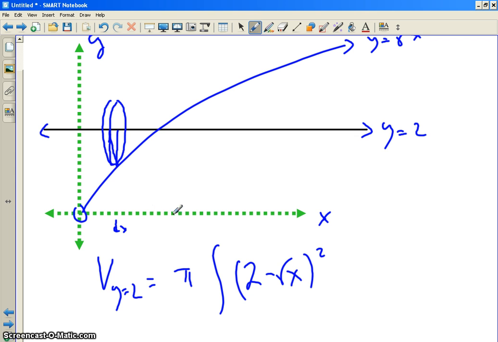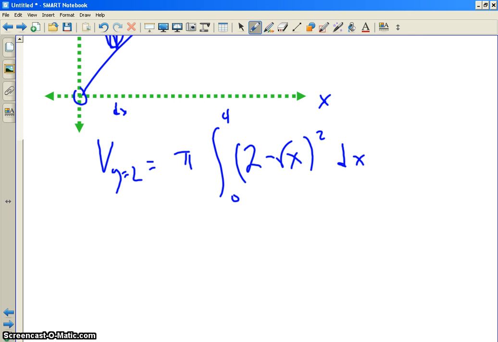Now what are the limits of integration? Since I'm doing thickness dx and the function is in x, this better be x values, from 0 I guess to what? Isn't it 4 again? It's still 4, right? When is rad x 2? It's 4. Okay, so it's still 0 to 4. I didn't change that. So all I'm really changing is the radius of rotation.